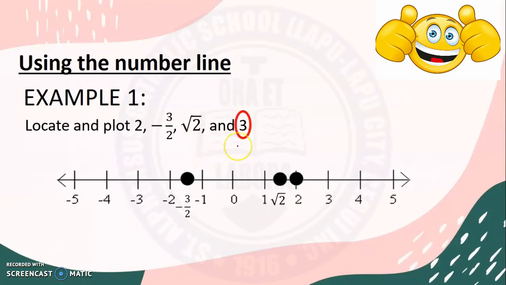Now, let's proceed to the last number, which is 3. 3 is positive, so that means it is found on the right side of the number line. So let's plot. It's here. So this is now the arrangement of these 4 numbers on the number line. We have the first, negative 3 over 2, square root of 2, 2, and 3. And for descending order or decreasing order, we have 3, 2, square root of 2, and then negative 3 over 2.